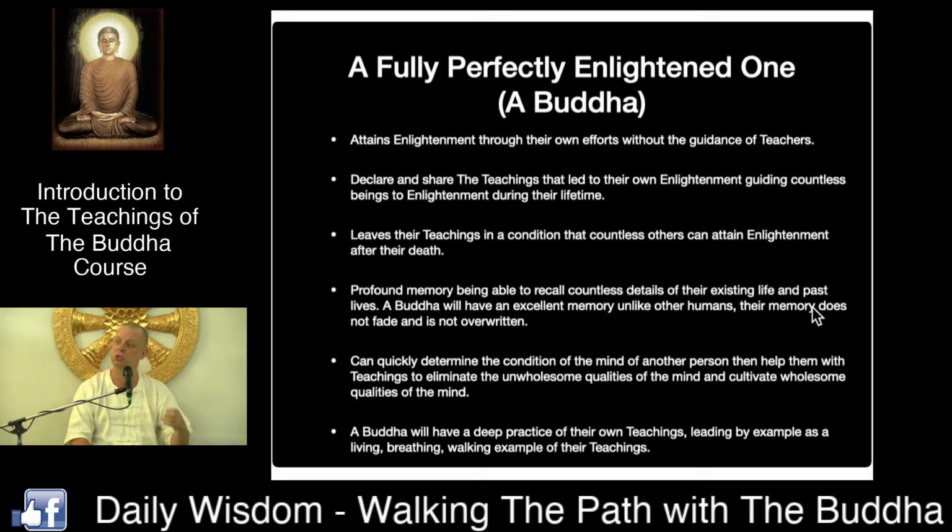Then they're going to preserve their teachings in such a way that countless more people will get to enlightenment after their death. So these are the three primary criteria of what makes a Buddha: they get to enlightenment by themselves without the help of any teachers or any guides. They then dedicate the rest of their life to sharing their independently discovered teachings with countless people, and countless people will get to enlightenment during that person's lifetime. Then they will preserve their teachings so that countless more people can get to enlightenment after their death.